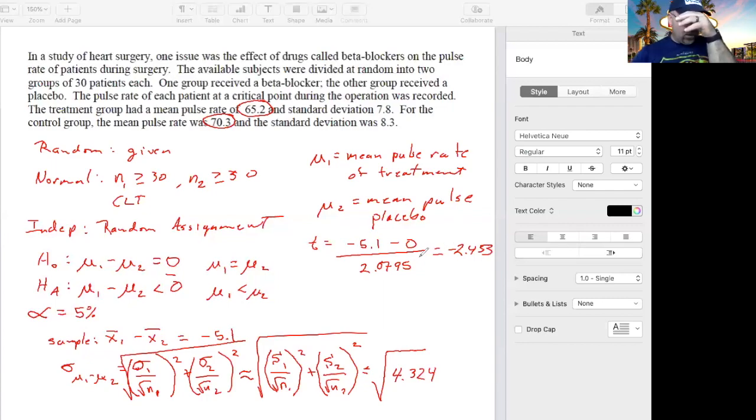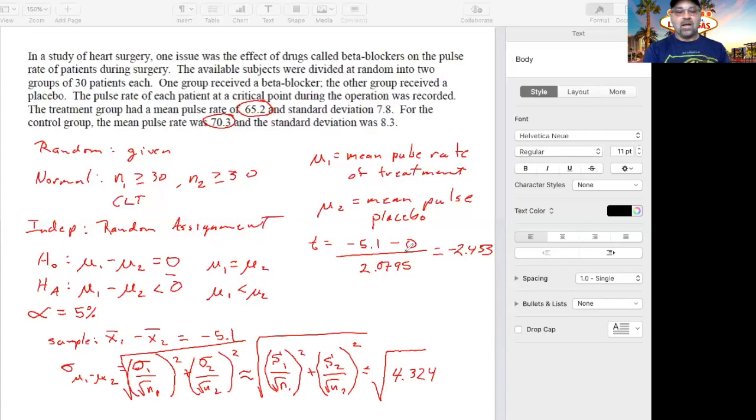When you go to table B, if you're a table B kind of person, you won't find 2.453. So more than likely what you'll have to do is go between two. If you're using your calculator, which I am here, oops, I'm on the wrong menu, there we go. You could just go in and do the t distribution. We just need the t distribution.